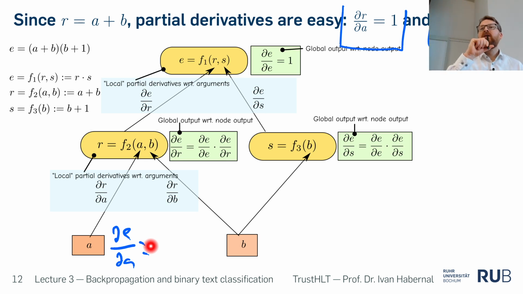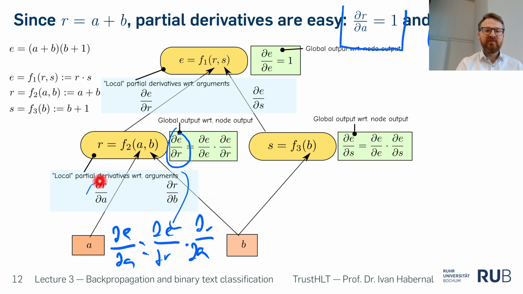You have an idea? Partial derivative of E with respect to... yeah, but you have to look just at the parent. Okay, so if we start from there, then it would be the partial derivative of E with respect to R, multiplied by the partial derivative of R with respect to A. Yeah, exactly. This is it, like this times this.